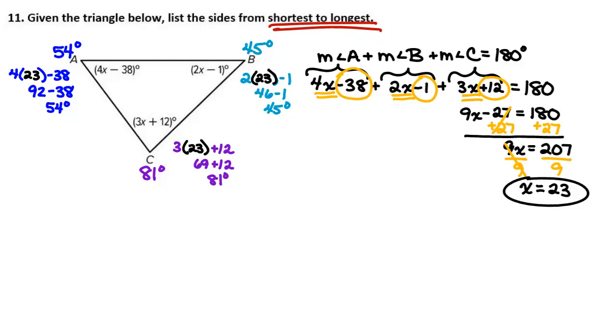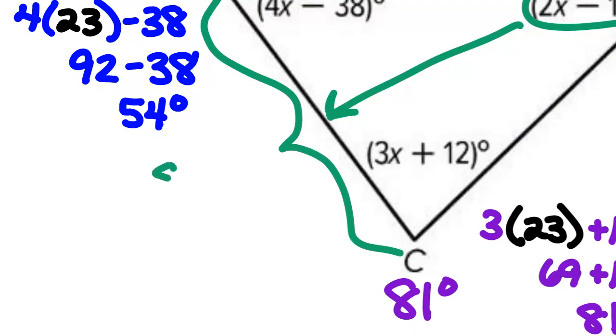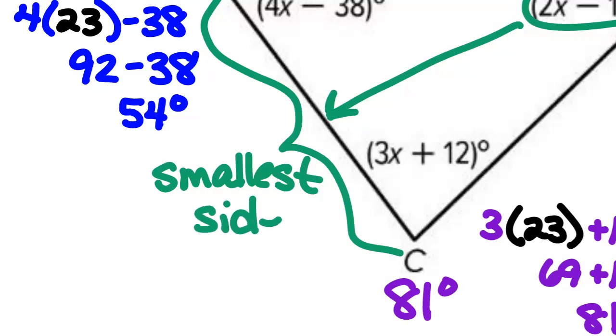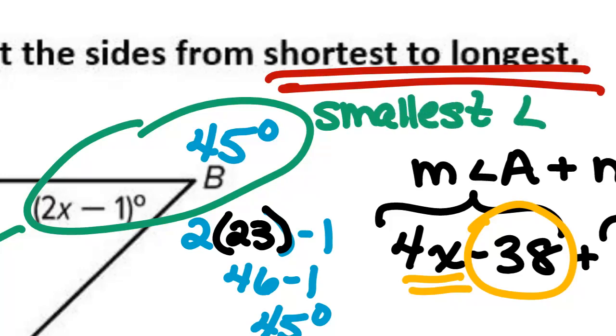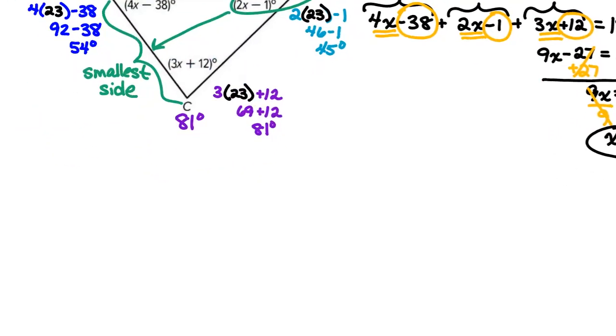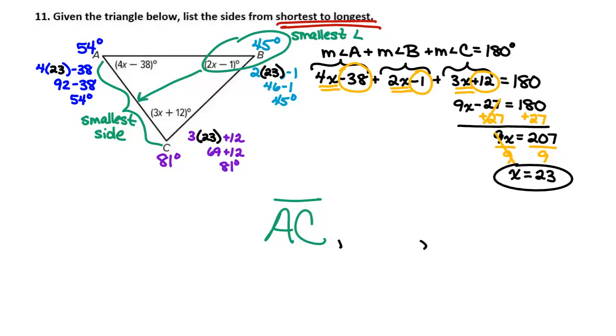Which side would be my shortest side? AC. Why? It's across from the shortest or smallest angle. So here's my smallest side, because this up here is my smallest angle. So AC goes first in my list. I always skip the middle. We'll catch it at the end.